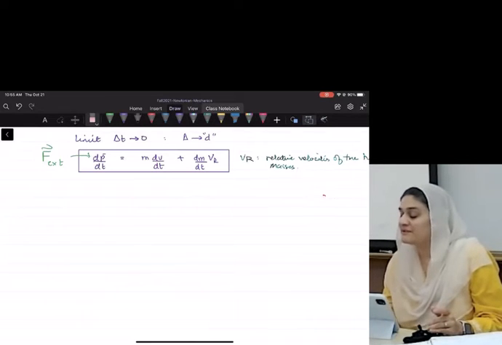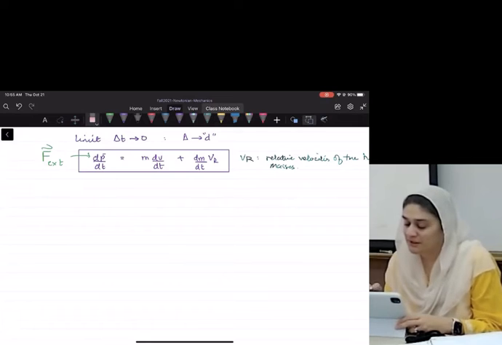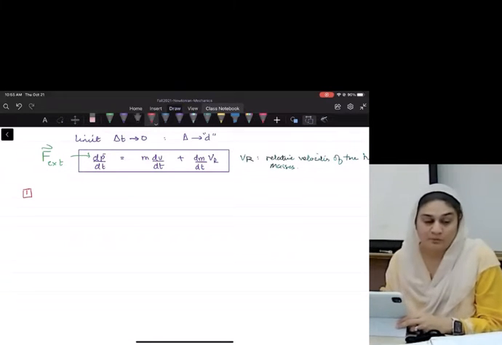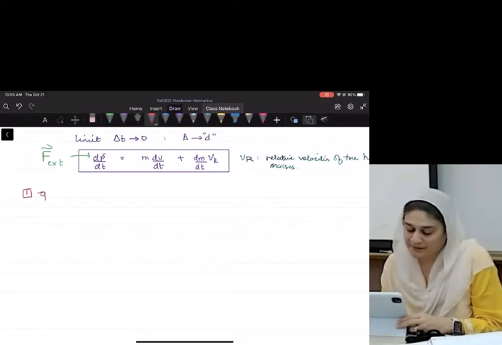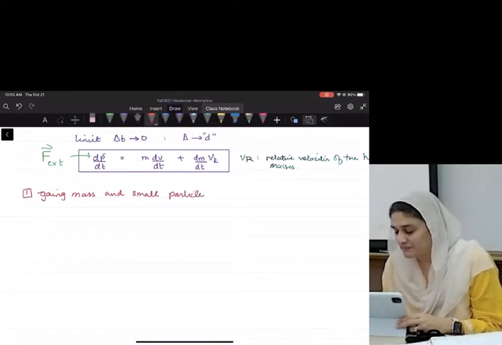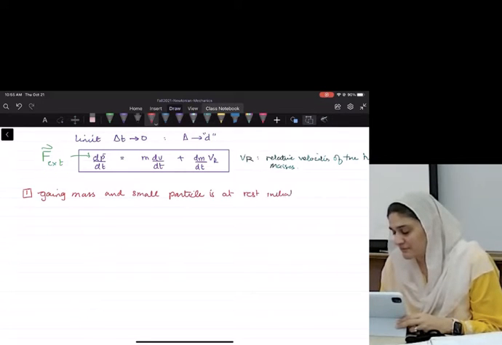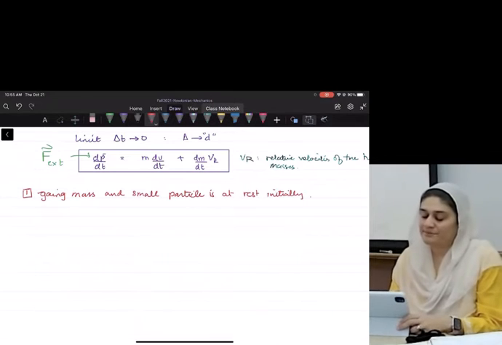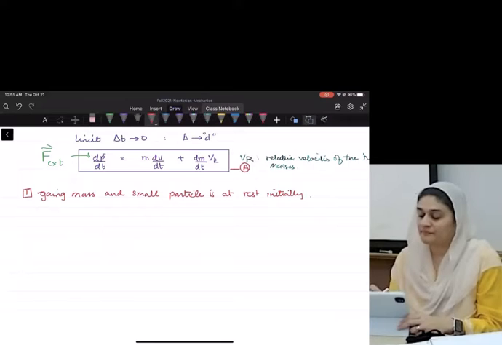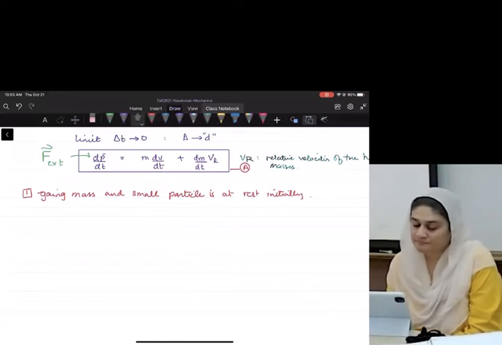So there are many different cases you could think about. The first one, let's do one, would be when we are gaining mass and the small particle is at rest initially. What will happen to, I'm going to call this equation A, what will happen to equation A?